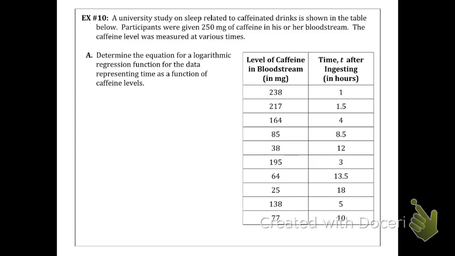All right, example 10. It says a university study on sleep related to caffeinated drinks is shown in the table below. Participants were given 250 milligrams of caffeine in his or her bloodstream. The caffeine levels were measured at various times. Determine the equation for a log regression function for the data representing time as a function of caffeine level.